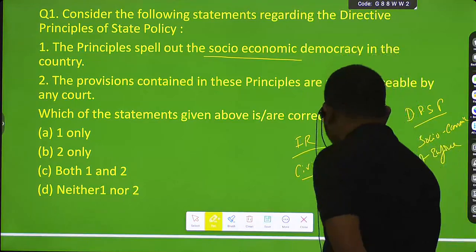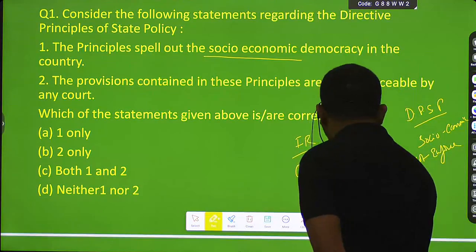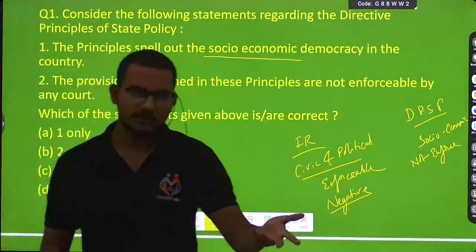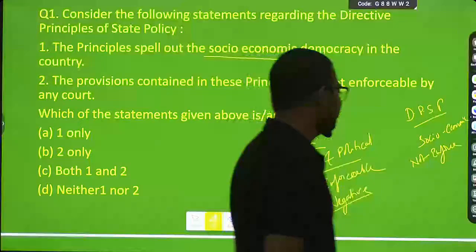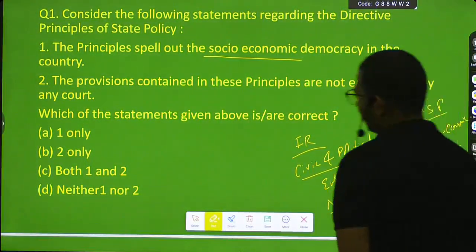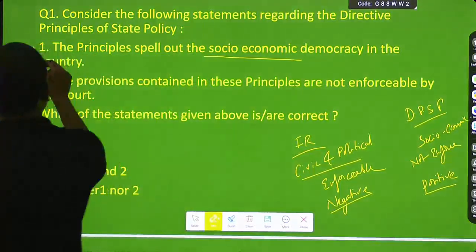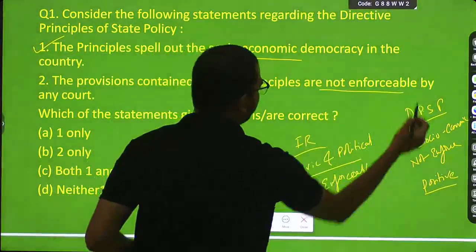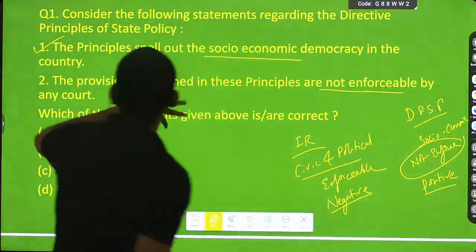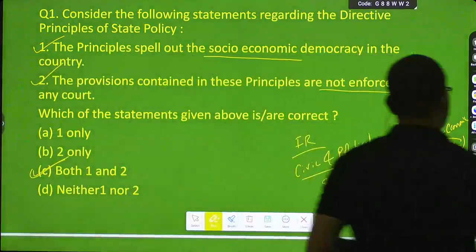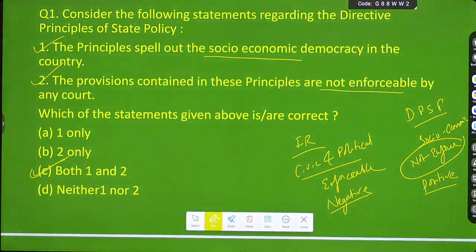And fundamental rights are negative in character, which means it will advise the state not to do this, not to do that. Okay, but DPSPs, they are positive in character. It will advise the state to do this, that, everything. Okay, so this statement is correct. The provisions contained in the principles are not enforceable. Just now we have discussed, so both are correct. Okay, so your answer is both 1 and 2. Okay, now second question.